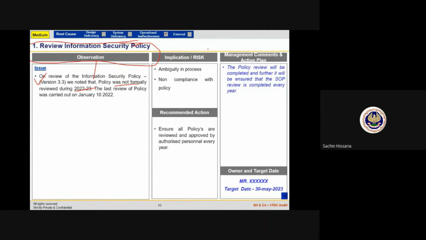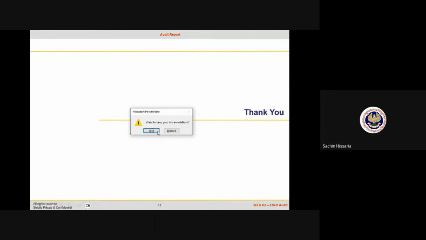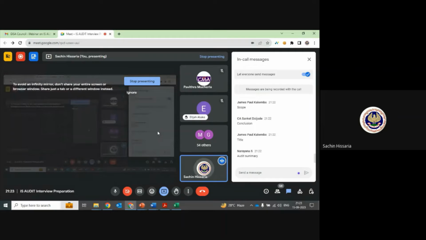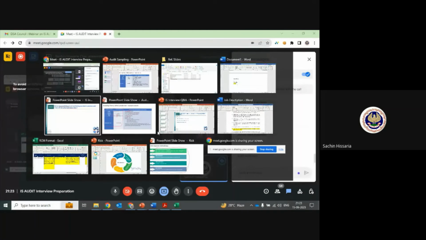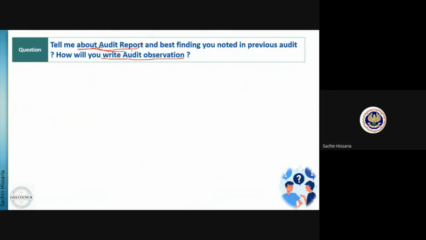While writing an observation, I also need to highlight the risks and implications if the organization does not apply appropriate control. So I am highlighting the risk, the recommended action, the audit severity, and the root cause. I am asking for the management comments and action plan, and I am taking the target date to close this observation. So all these details are included in the audit observation. This is just a high level idea so that you understand what is included in the audit report and how you can write the audit observation as an auditor.